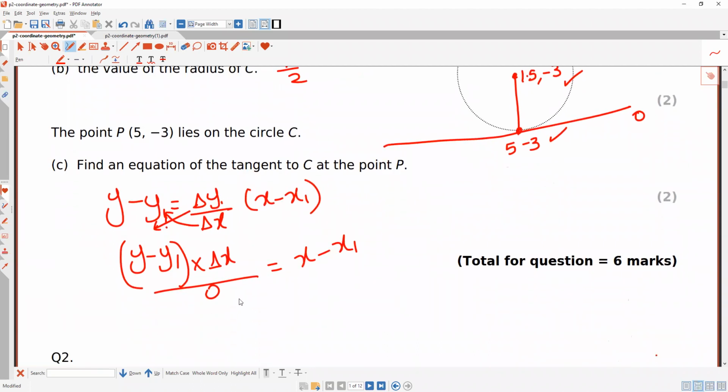Okay, so overall the answer is 0. 0 is equal to x minus x1, right? So therefore 0 is equal to x minus 5. Why? x1 is 5. We know x1 is 5. x equals 5 is your equation.